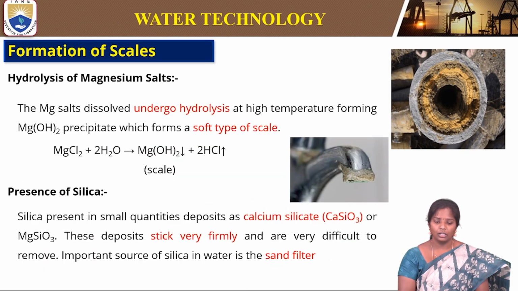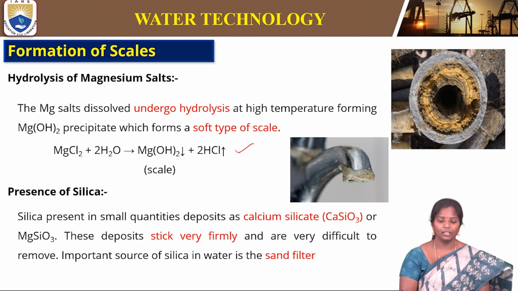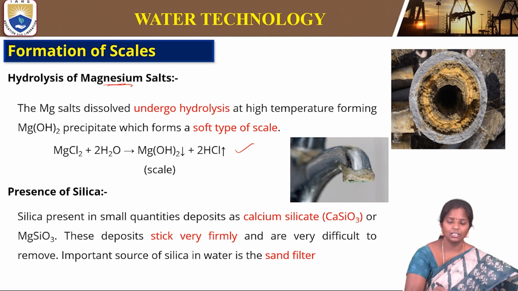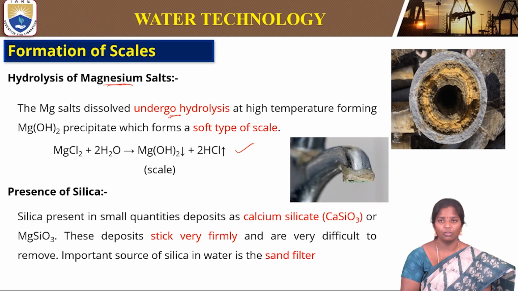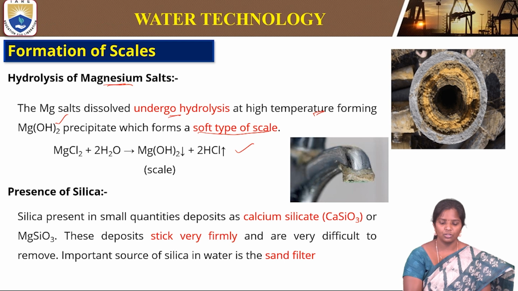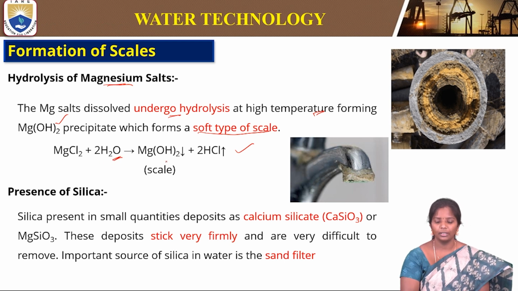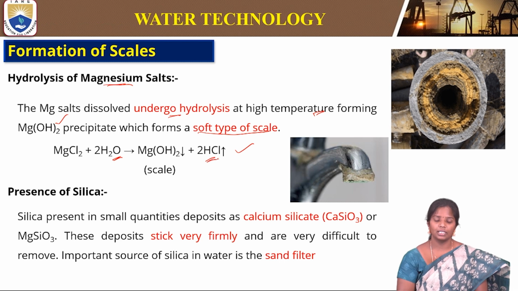So how does the chemical reaction that takes place in the formation of the scales, like hydrolysis of magnesium salts? The magnesium salts dissolve and undergo hydrolysis at high temperatures, forming magnesium hydroxide precipitate, which is a soft type of scale. So this is the reaction on hydrolysis. It forms magnesium hydroxide and evolves HCl.